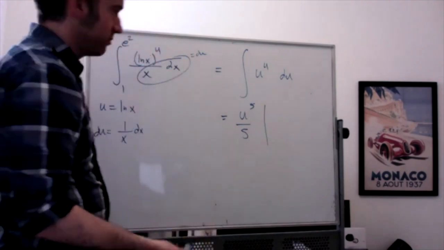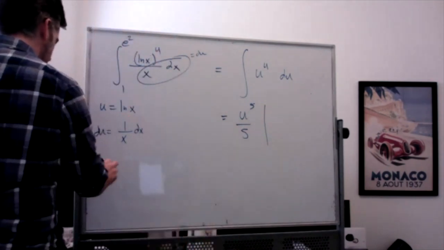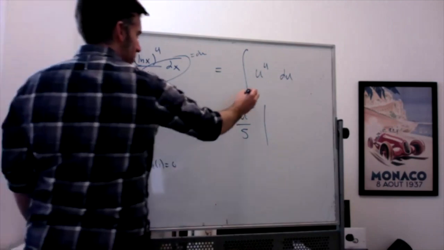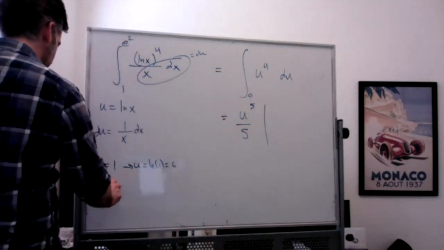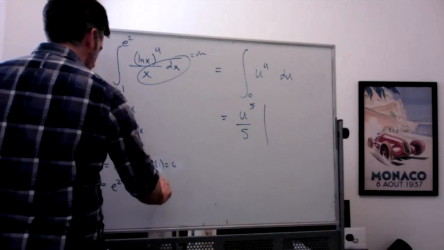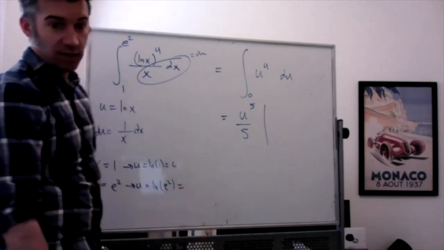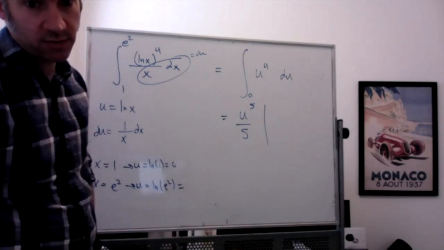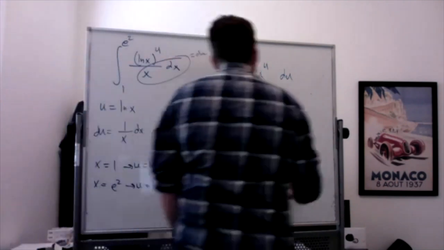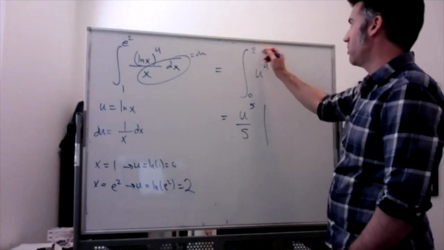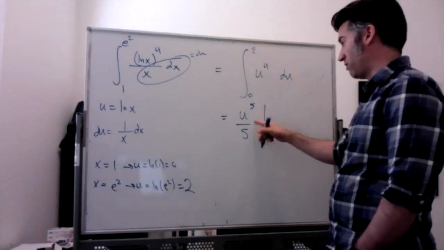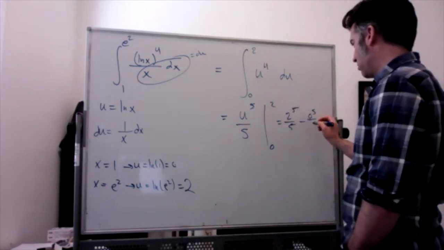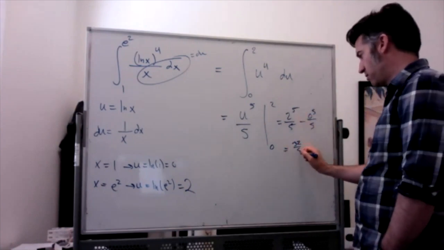I should change the limits of integration. So if u is natural log of x, when x equals 1, u is going to equal the natural log of 1, which is 0. Great. And if x equals e squared, u is going to be the natural log of e squared, which is how much? What's the natural log of e squared? Right. So I get the integral from 0 to 2 of u to the 4th, which is u to the 5th over 5 from 0 to 2. You plug in the 2, plug in the 0. We end up with 32 over 5 minus 0.